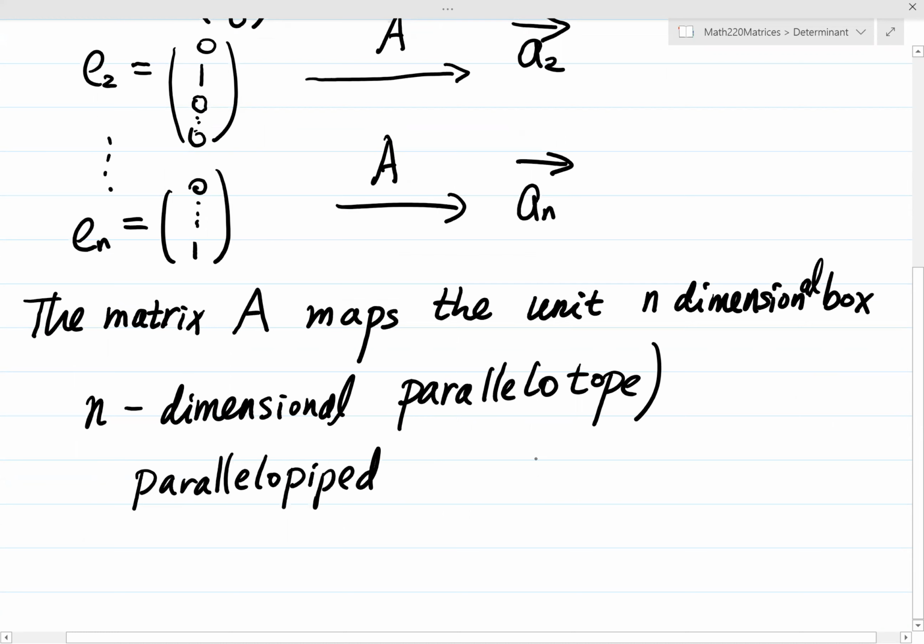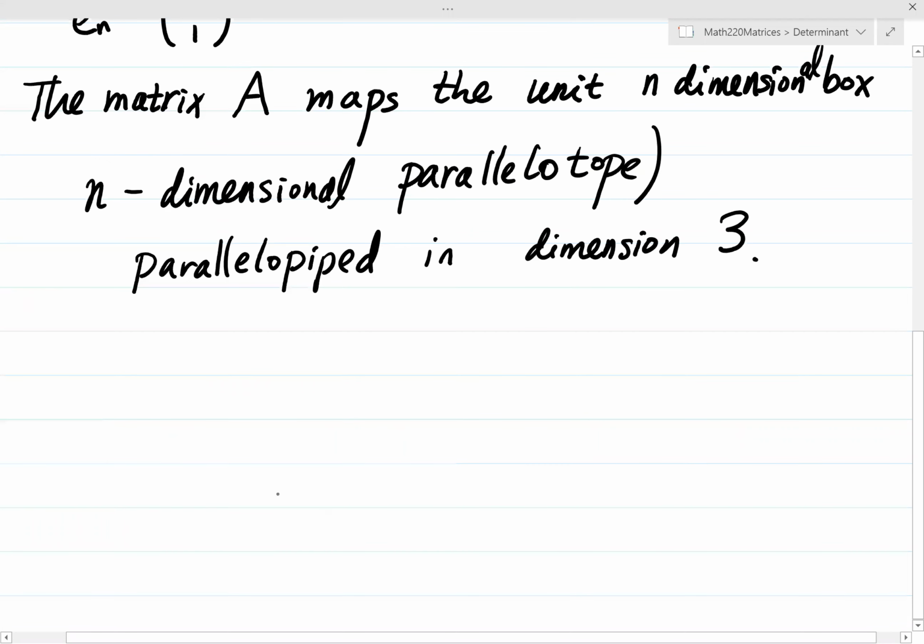In dimension 3. Okay, let me plot a picture maybe. For instance, this is the y, x, y. Okay, for instance, let's just try the easiest case.